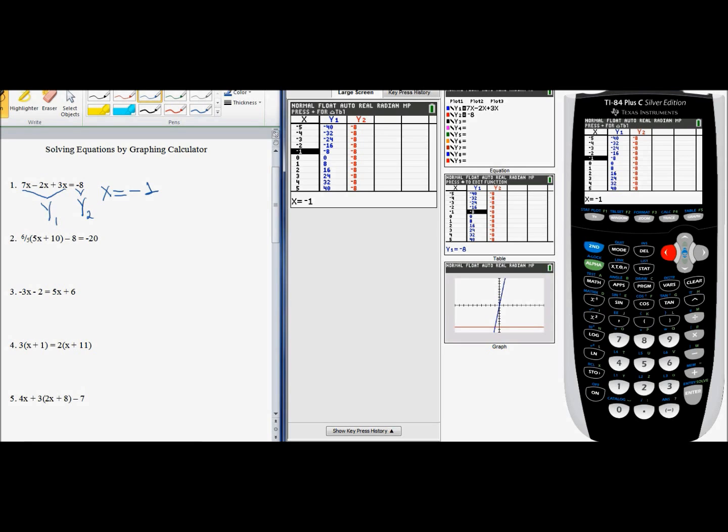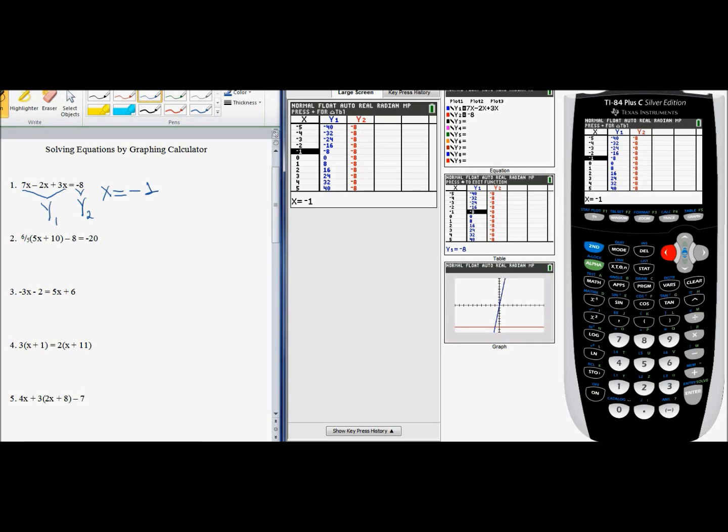But sometimes if your answer is a fraction or a decimal or something, it may not always show up, okay? But the way that I'm showing you will always show up, but I just wanted you to know where you could find that answer using that table, okay? So let's go on to the next one together.